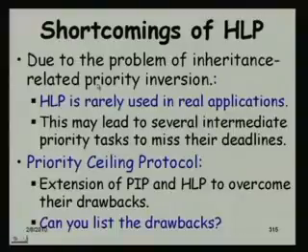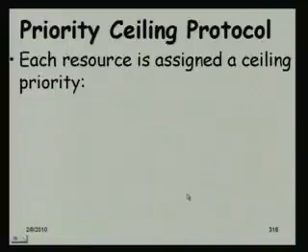The problems of the highest locker protocol are overcome by the priority ceiling protocol, which is an extension of the highest locker protocol. We now know the drawbacks of the basic inheritance scheme: even though it avoided the unbounded inversion, deadlock and chain blocking, and the highest locker protocol overcame the deadlock and the chain blocking problem, it had a new problem, the inheritance related inversion. So, let us see how the priority ceiling protocol overcomes that.